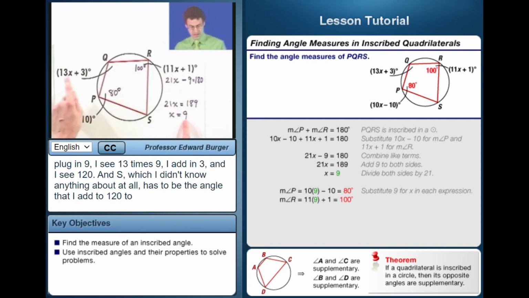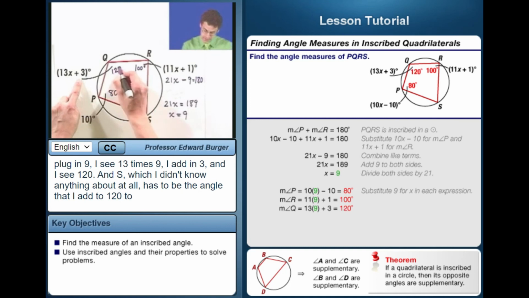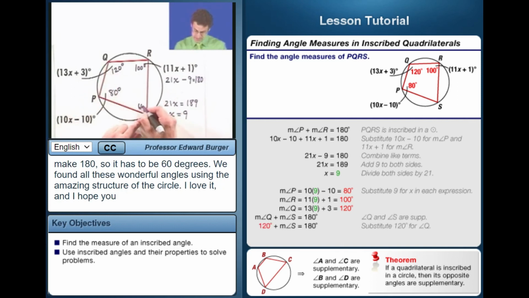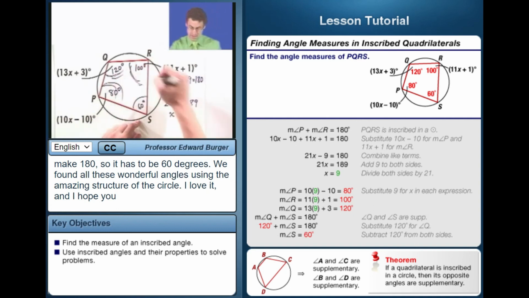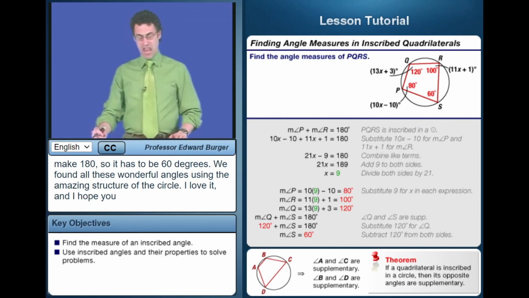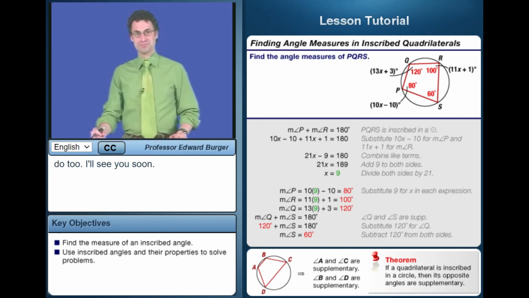What about here? I plug in 9. I see 13 times 9. I add 3, and I see 120. And s, which I didn't know anything about at all, has to be the angle that I add to 120 to make 180, so it has to be 60 degrees. We found all these wonderful angles using the amazing structure of the circle. I love it, and I hope you do too. I'll see you soon.